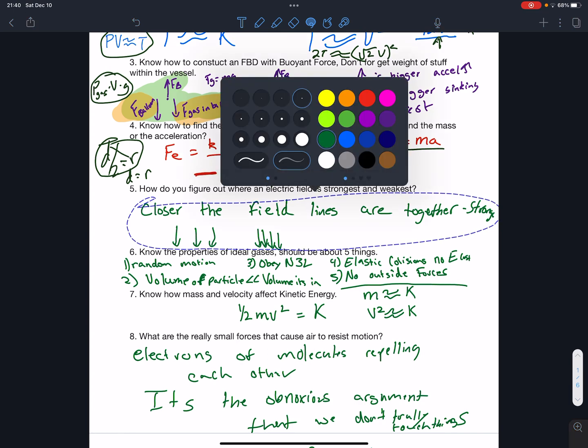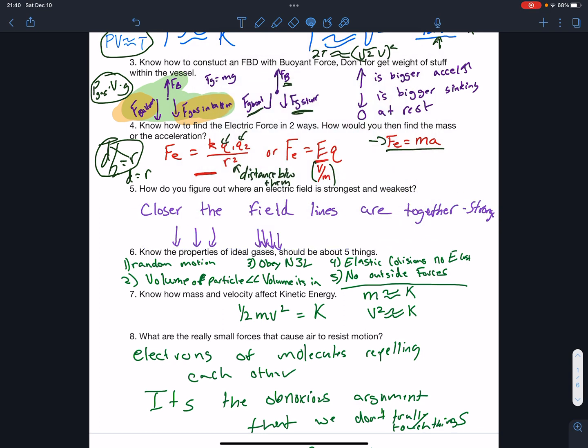How do we figure out where an electric field is the strongest and where is it the weakest? So if we want to figure out where it's the strongest, it's where the field lines are closer together. So if it's like a uniform electric field, if it has field lines that are more tightly packed, it would be an example of a stronger field. So this one's the stronger field, tighter packed lines.